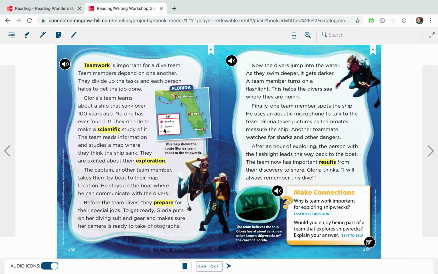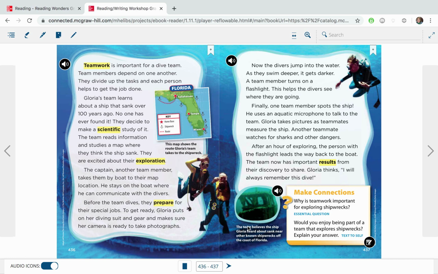The shipwreck is the anchor. Now you can see that all around here is a bunch of anchors. There's a lot of shipwrecks around Florida. They were trying to discover one that no one had ever discovered before. And then the dotted red line is the route. So this is the way they went on the boat, the route that they went. So you can see it was quite a bit away from where they started.